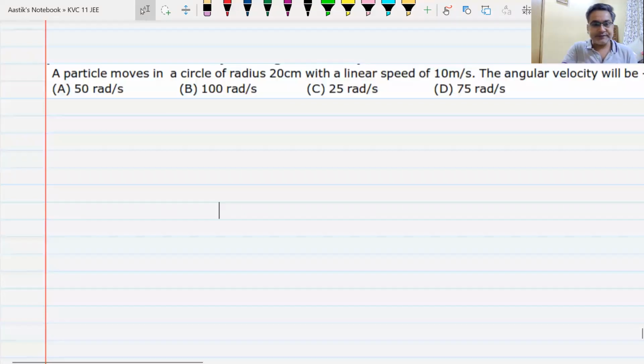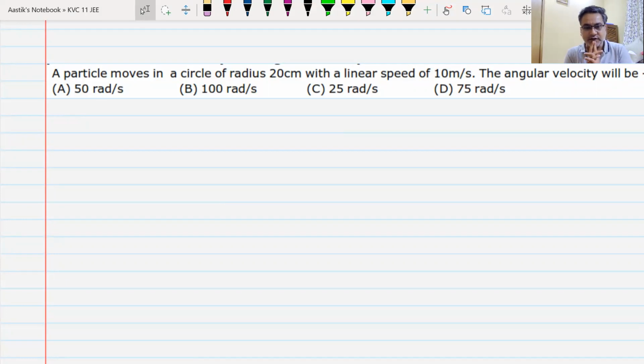This is the next question. A particle moves in a circle of radius 20 centimeters with a linear speed of 10 meters per second. What is the angular velocity? I hope you can solve this for me.